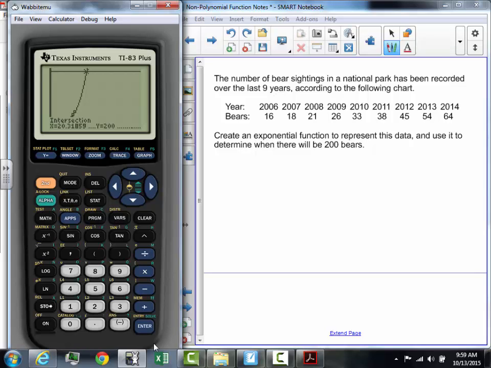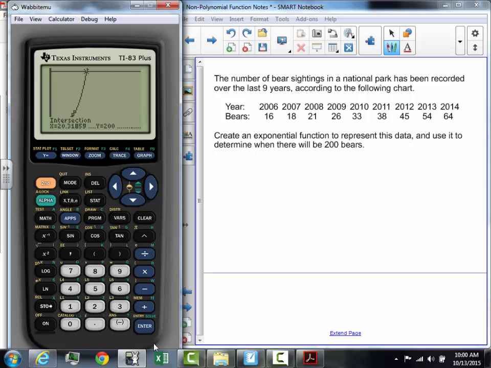Was everybody able to get like 20.3 if you're trying it for x? So that would mean that this would happen in the year 2030. No, 2020. Sorry. Yeah, 20.31859. So it's going to happen in the year 2020. Point 3 would mean March of 2020. Any questions on that?